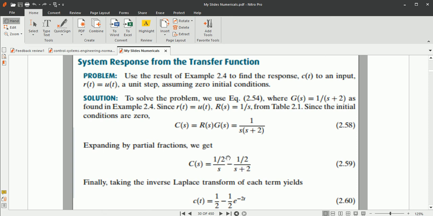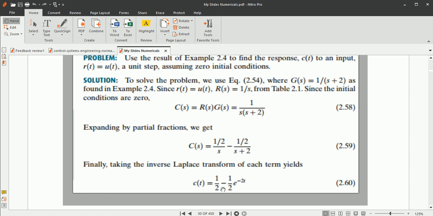Now take its inverse Laplace, that will be 1 over 2 times the inverse Laplace of 1 over s. What is the inverse Laplace of 1 over s? That is 1. Then minus e raised to minus 2t, because you are shifting frequency. So C of t is 1 over 2 minus 1 by 2 e raised to minus 2t.